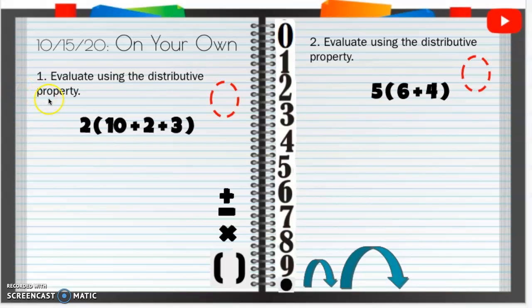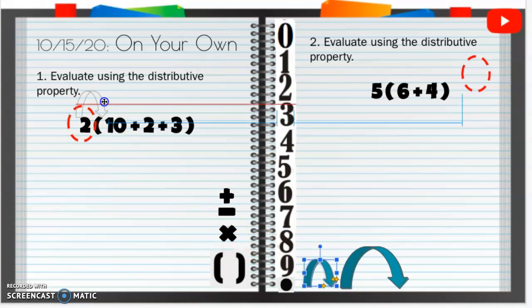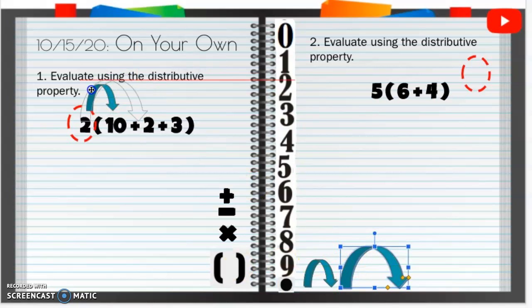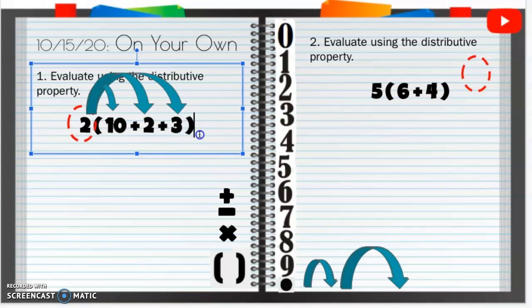All right, first thing we're going to do, we're going to circle that number in front of the parentheses. And now we are going to distribute it to each number inside of the parentheses. So we have 2 times 10. Then we'll have 2 times 2. And then we'll have 2 times 3. All right, let's type it out. Or you can show your work, that's fine.